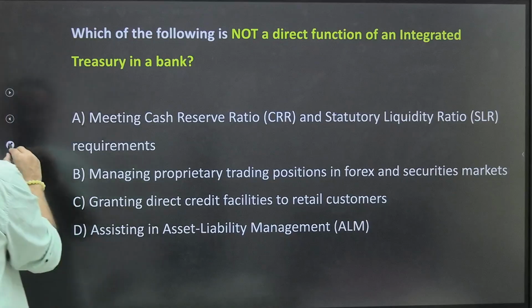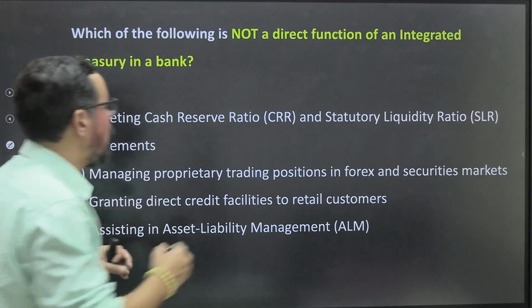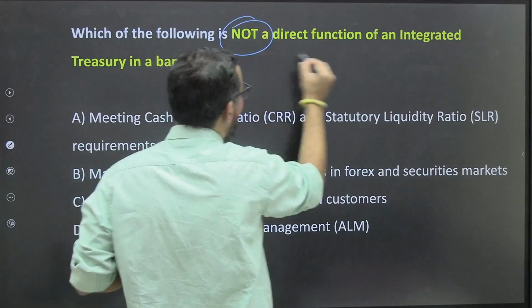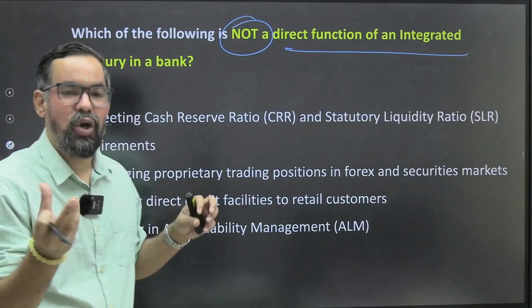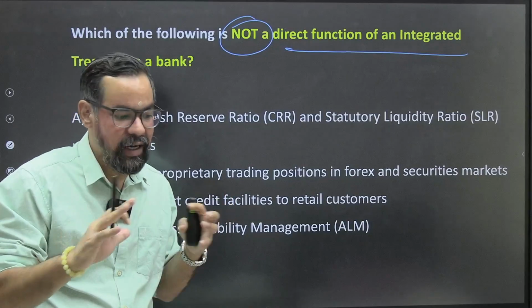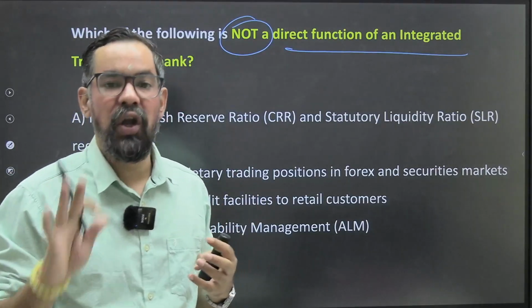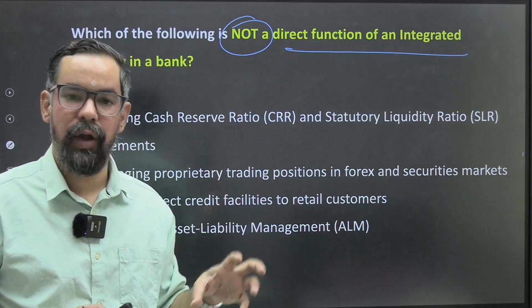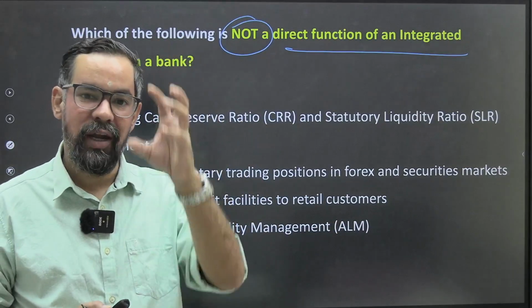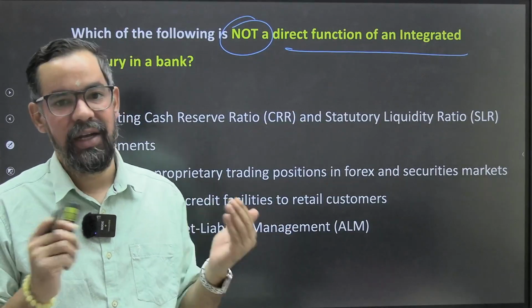ठीक है, so the very first question on your screen, guys. Which of the following is not a direct function of an integrated treasury? Why is it called integrated nowadays? Because it is an integration of different markets. Like in the next unit itself, unit number 20, when you study the treasury products, it includes money market products, forex market products, capital market products, debt market products. So that's why it is generally known as integration.